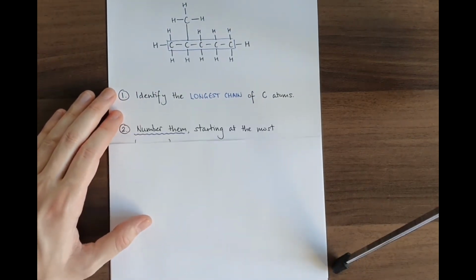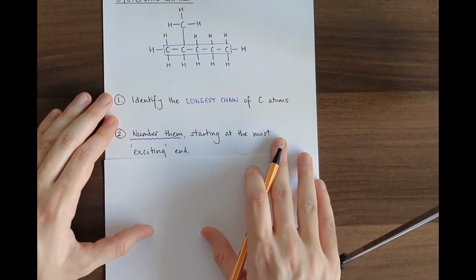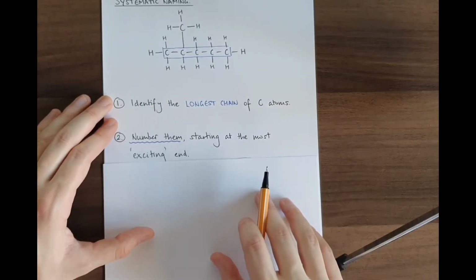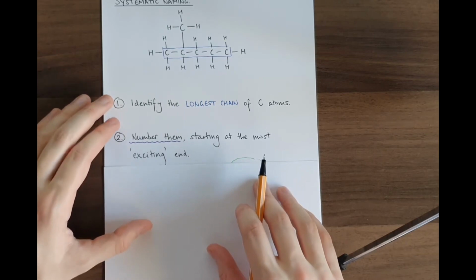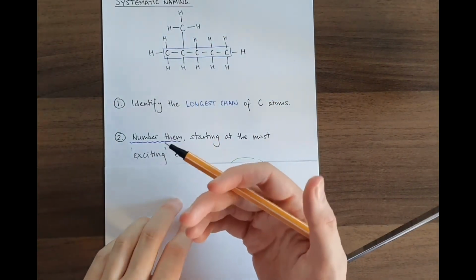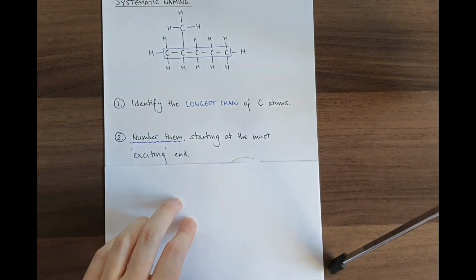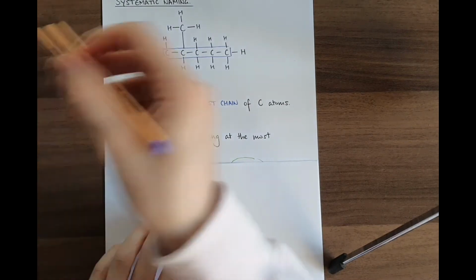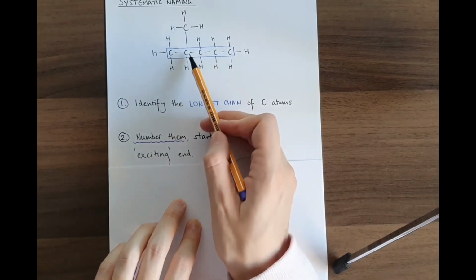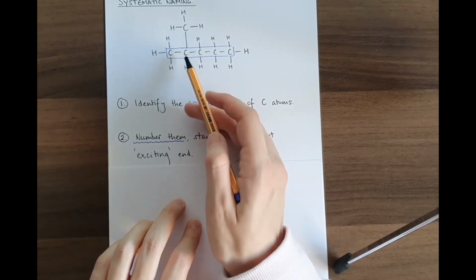Second step would be to number these carbons, and we want to start at the most exciting end. By exciting end, all I mean is the side that actually has something interesting going on, whether it be one of these branches or some kind of functional group, which we'll look at in later videos. But the side that has the most going on. So clearly in this case, if we choose between the left side and the right side, it's the left side that's the most exciting because we've got this branch going on here. So we're going to number them starting at the left.